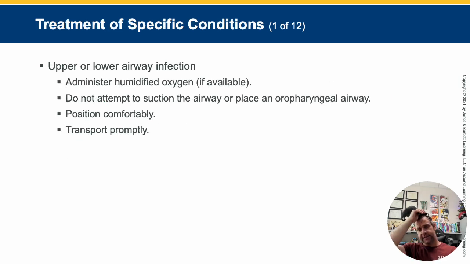Now, in cases of upper and lower respiratory infections like croup, epiglottitis, and pneumonia, your treatment approach must be tailored specifically. For many of these conditions, the best initial treatment is humidified oxygen, if it's available. The humidification really soothes the irritated airways and can help loosen those secretions, making breathing easier. But again, certain infections, especially epiglottitis, require extreme caution.